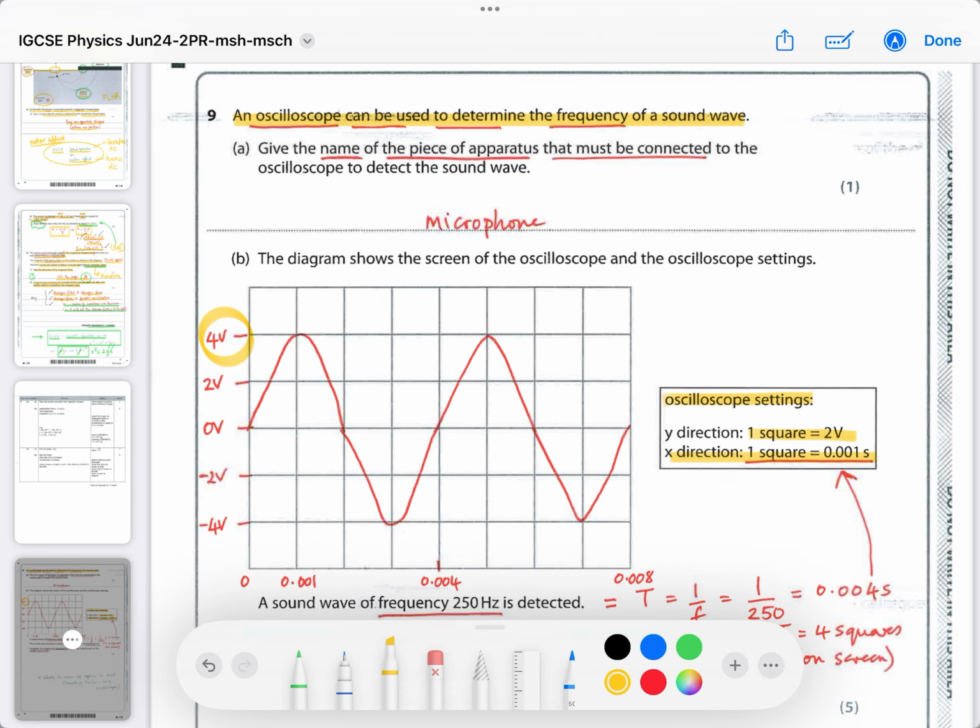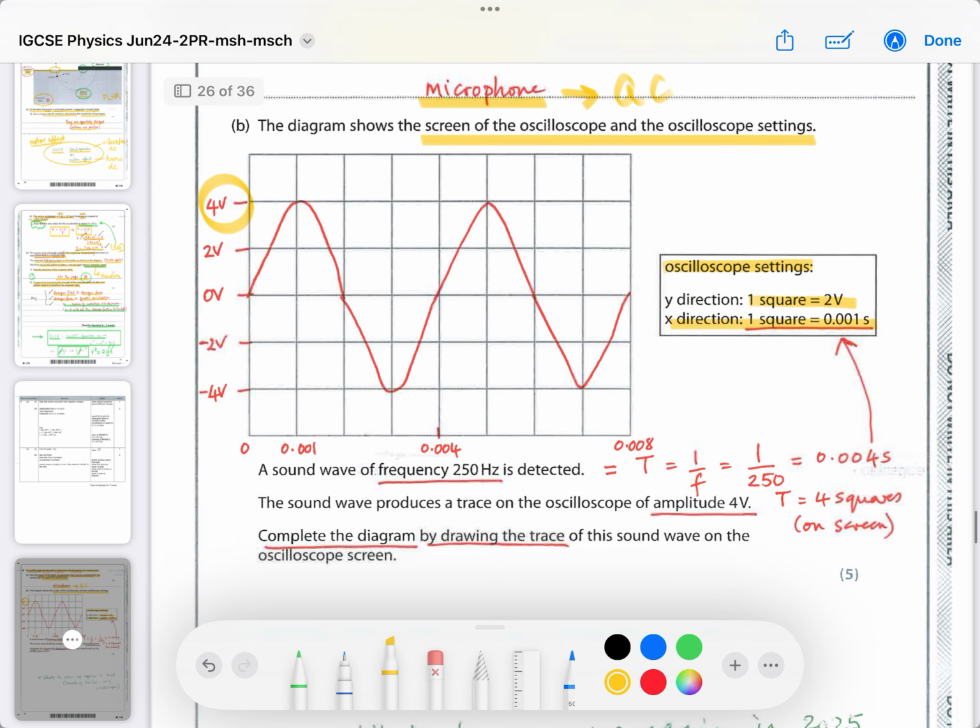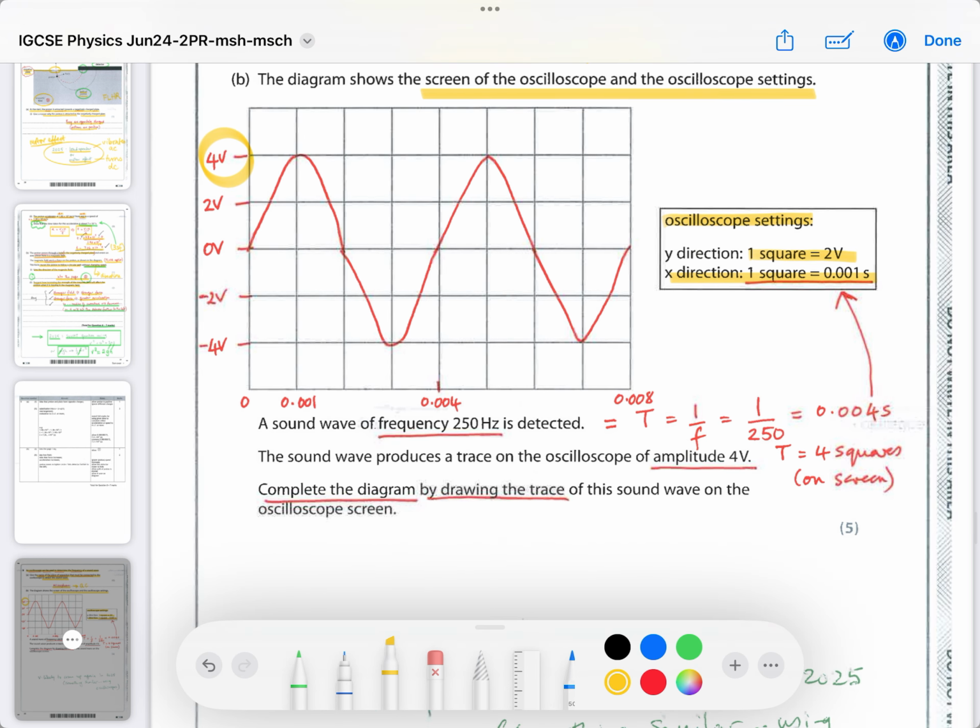Okay? So give the name of a piece of equipment that you need to connect to the oscilloscope so that we can detect sound waves. So sound waves are the opposite of speakers. You put the vibration into the microphone and it produces an alternating current, which can then be detected using an oscilloscope. And once you've got the alternating current going in, you can see the trace as I've drawn it onto the screen. A sound wave has a frequency 250 hertz, so that's what the microphone will detect.